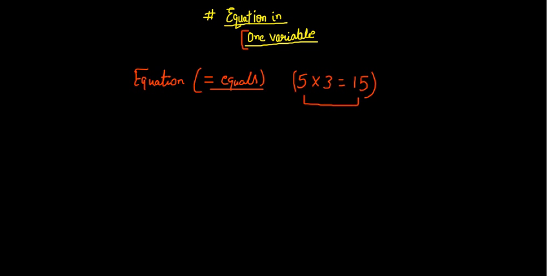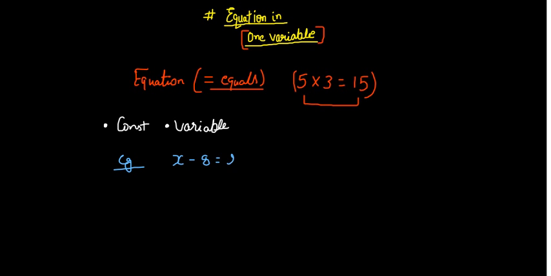So there are two things that we need to remember. First thing is constant, and the second thing is variable. So what is the constant and what is the variable? To understand that, let's take an example. x minus 8 is equal to 2.